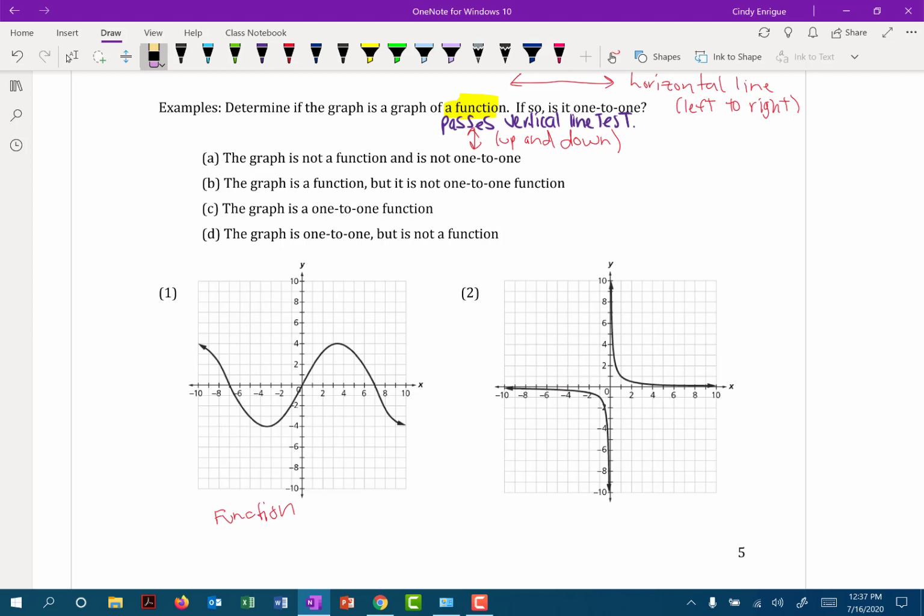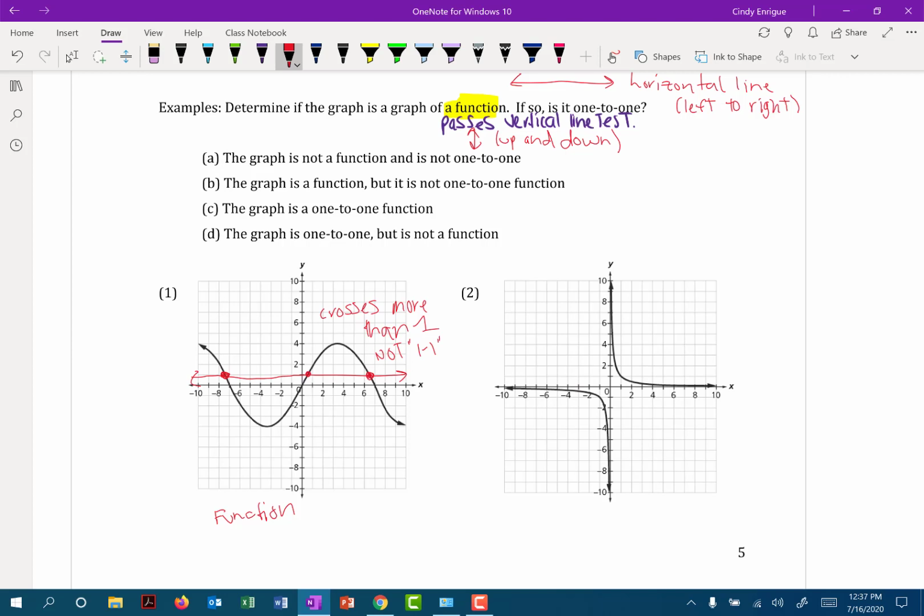Now I want to see whether or not this is going to be a one-to-one. Well, if I were to draw a horizontal line going straight across, it crosses it here once, 2, 3 times. So it crosses more than 1, which tells me it's not a one-to-one.